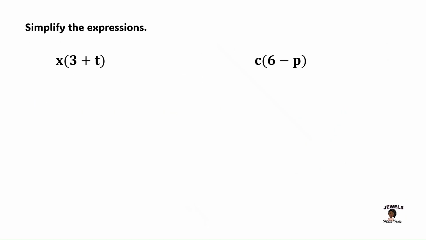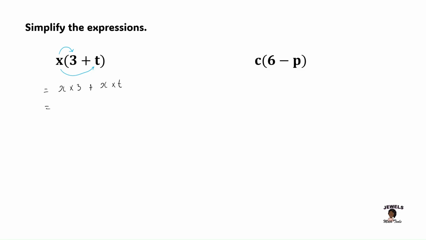So let's begin simplifying our expressions. Remember that in simplifying your expression, in this case, our x will now be distributed to our 3 and also distributed to our t. So this means that x will be multiplied to both of these terms inside of our parentheses. So x will be multiplied to 3 and then added to the product of x being multiplied to t.